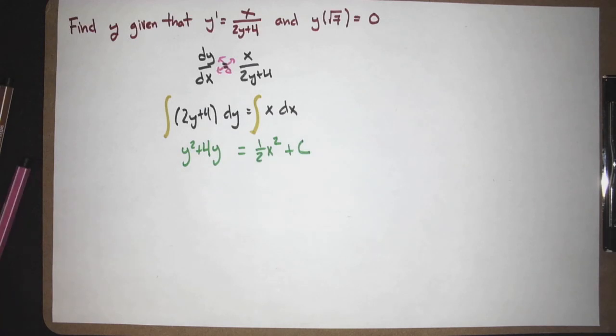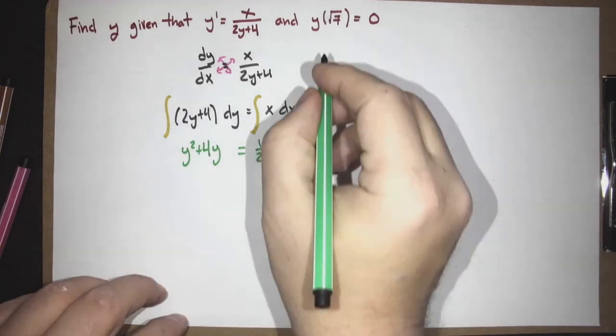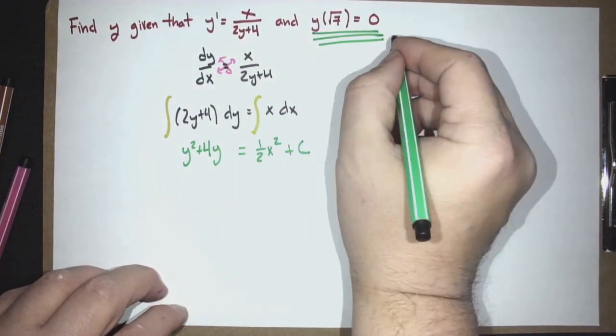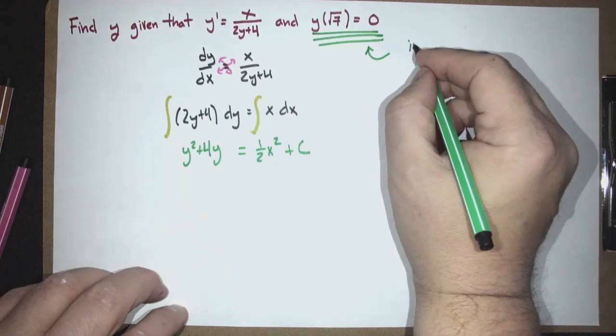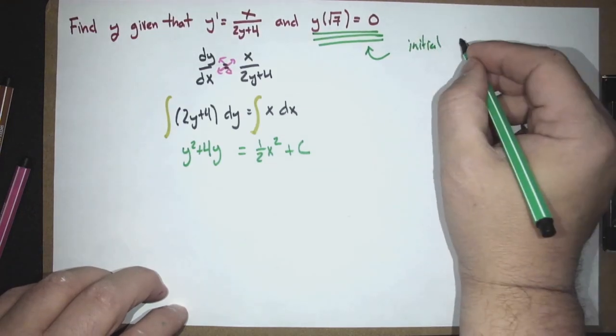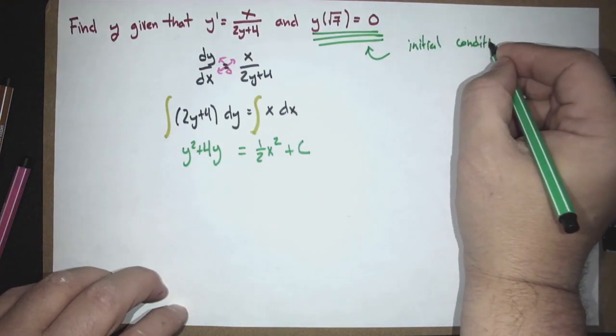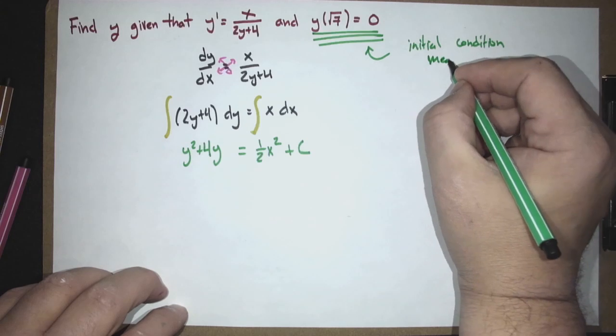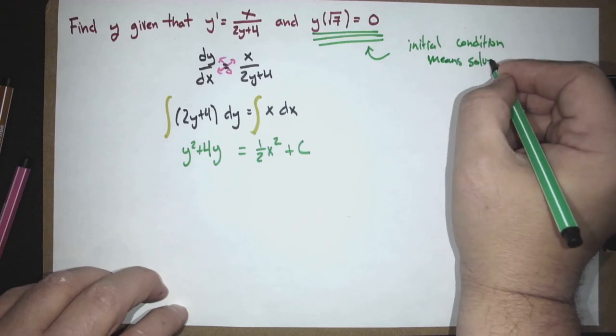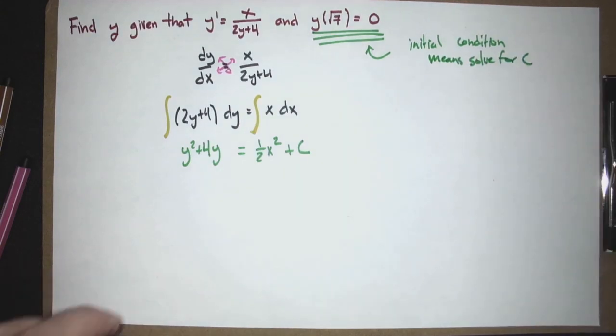Good. Well, we need to find y, which means we need to solve for y. And we have an initial condition. So if they ever give you an initial condition, this means you have to solve for c. So initial condition means solve for c. So, which one do you want to do first? Solve for c. You should solve for c if it's convenient. Let's find out if it's convenient.